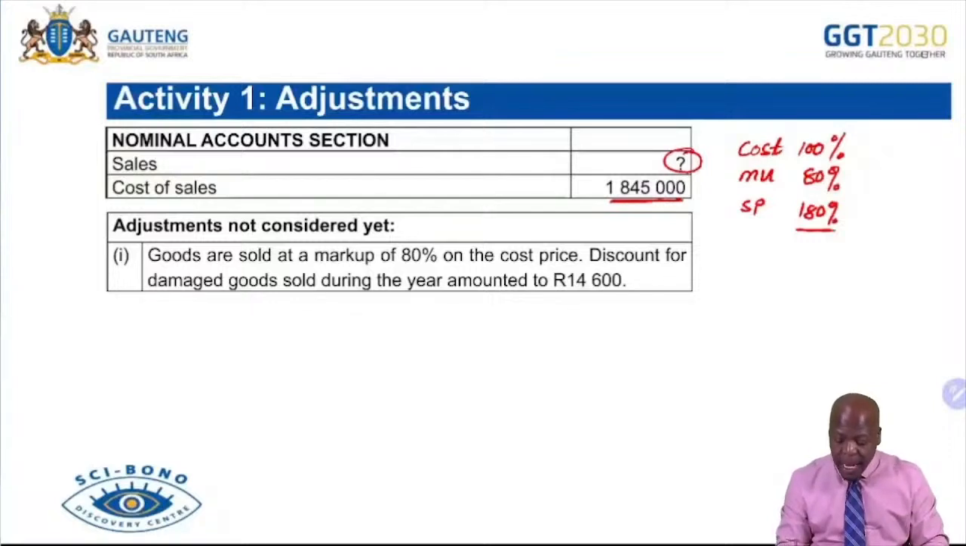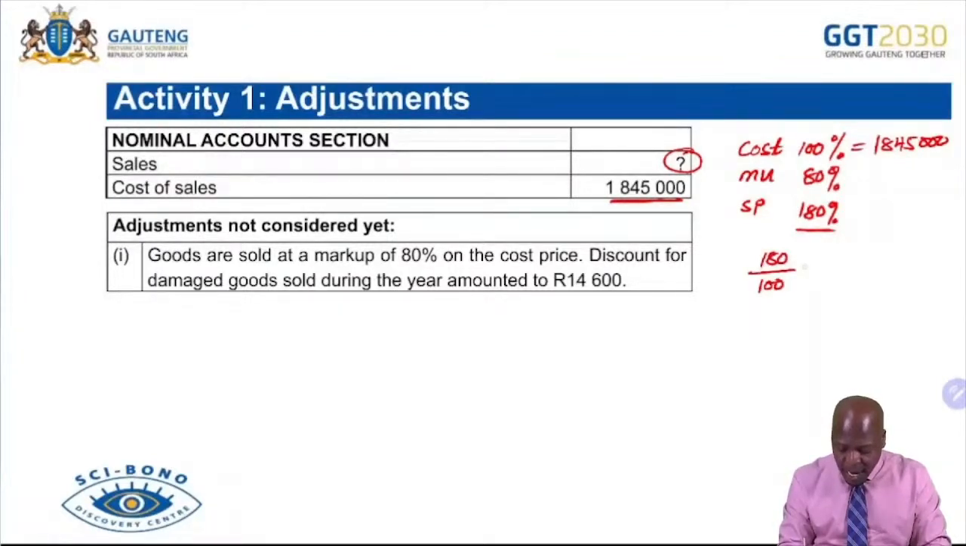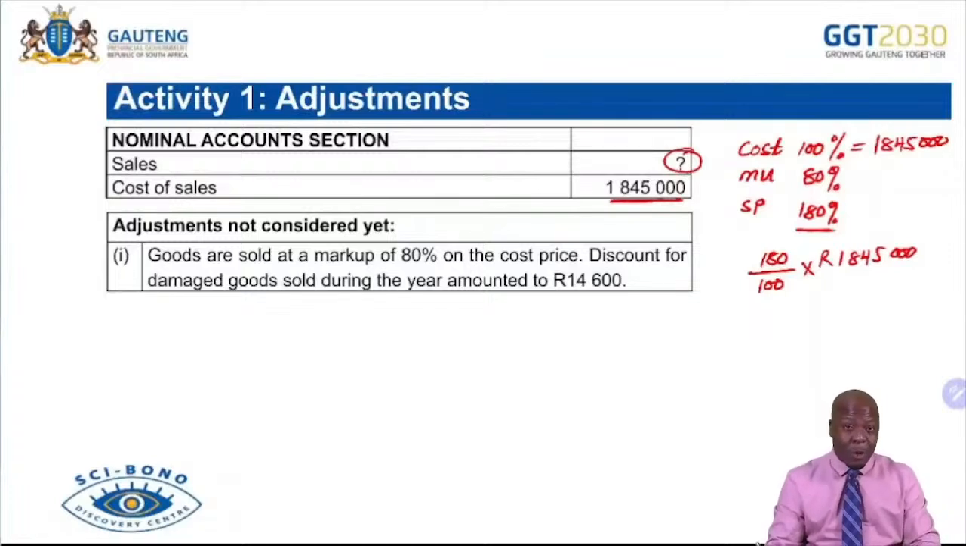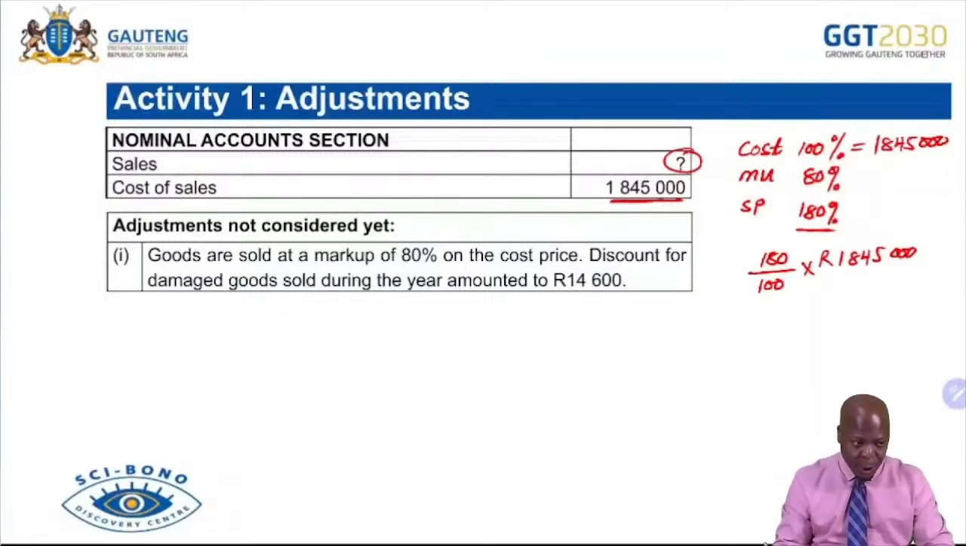In this case, if I am to put rand values here, you would find that as we already have our cost, I can come here and say this is equal to the 1,845,000. Therefore, what is it that we want? We want the 180. So I'll come here, then I'll say what I want is 180. What I have is 100. And what I have has a rand value which is 1,845,000. Now, I want you to have your calculator close, because I want you to punch these figures that I've just given to you. If you punch them, how much do you then get?